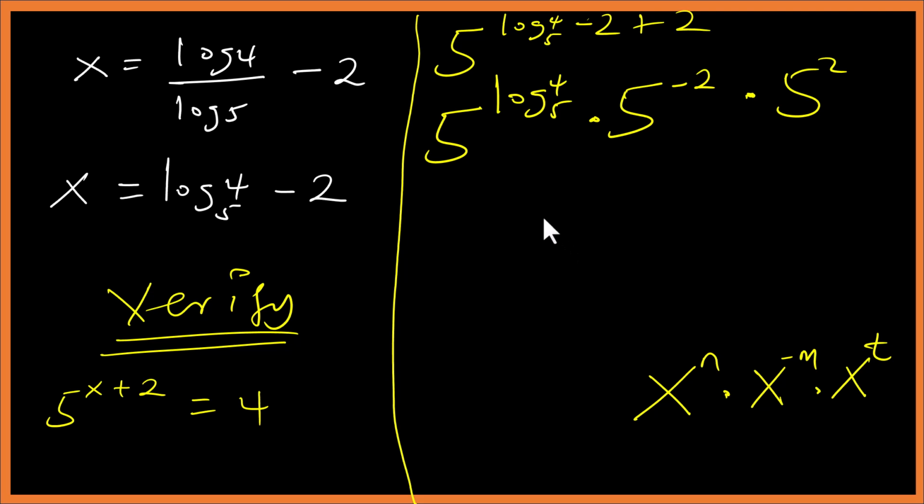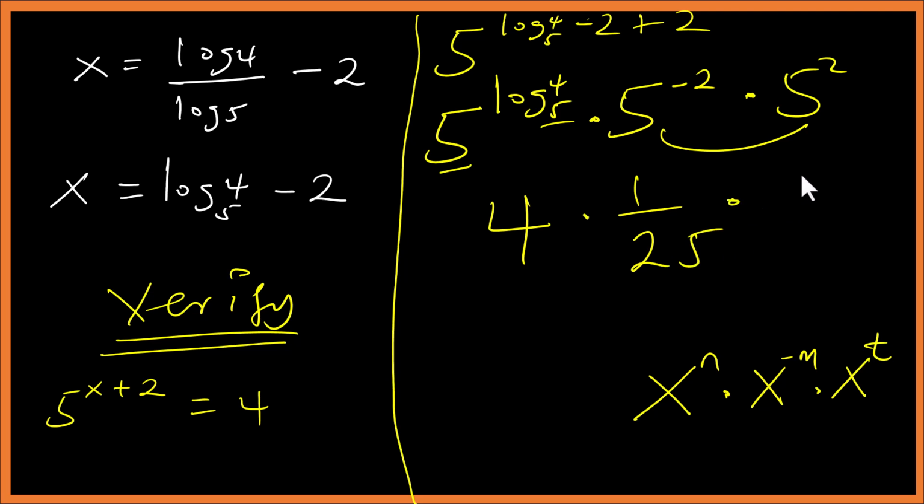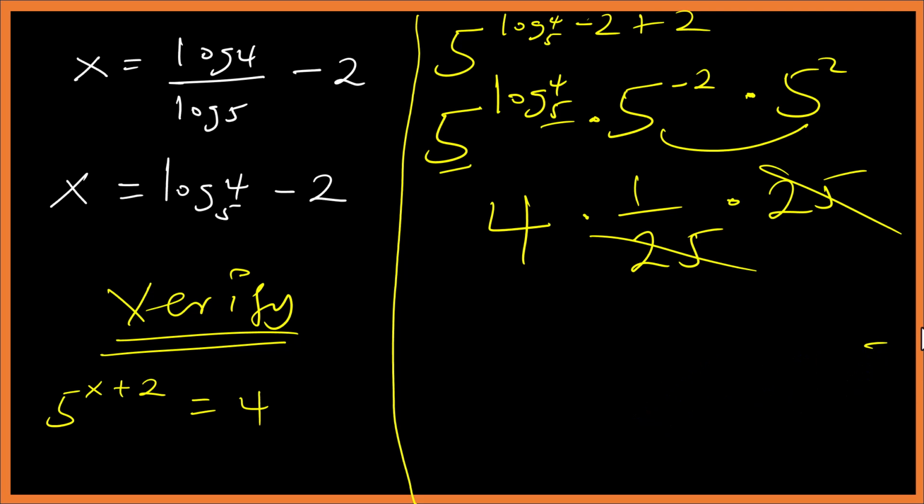All right. So this side, we have 4 times, this side will give us 1 on 25. This side will be 25. So this one will cancel. So 4 times 1 is 4. So we have 4 equals 4. So hence our answer is correct.